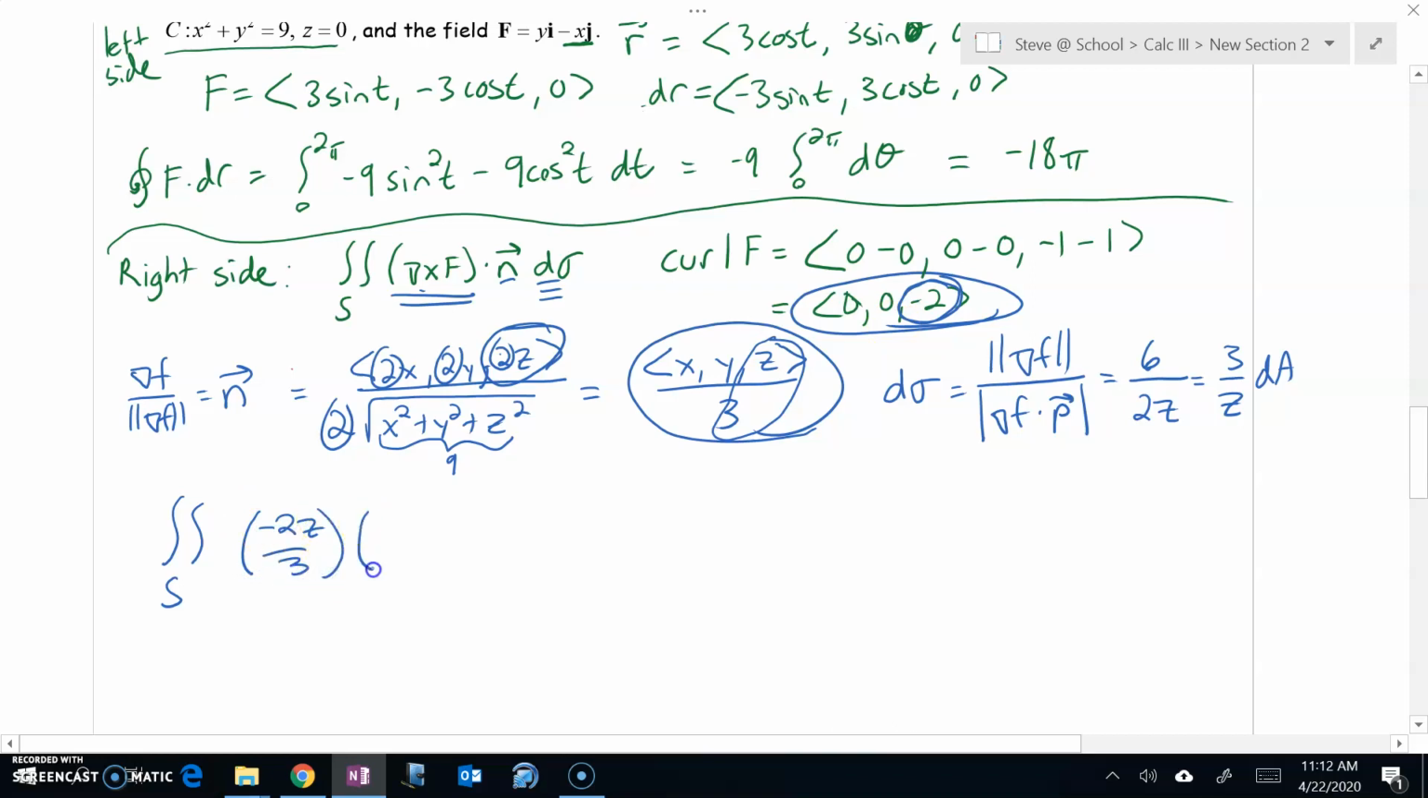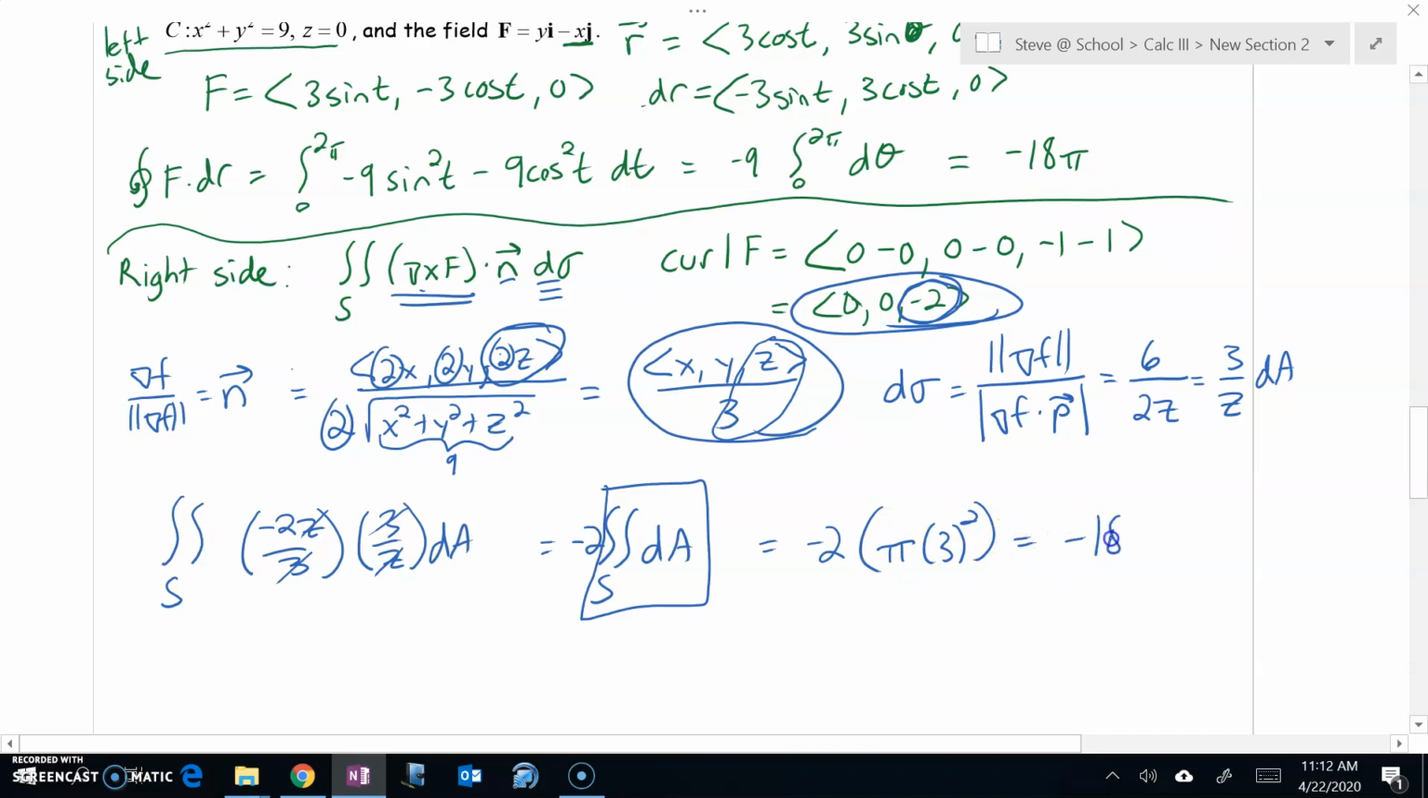Then we're multiplying that times d sigma. D sigma is 3 over z dA. Notice how the 3's cancel and the z's cancel. So I end up with the double integral over the surface of negative 2, or I'll just put the negative 2 out here, dA. Well, again, this is now the shadow region of the surface, which is just the circle with a radius of 3, because it's x squared plus y squared equals 9. So this becomes negative 2 times the area of that circle, pi 3 squared, which is negative 18 pi.